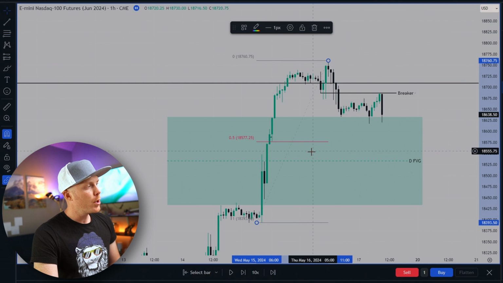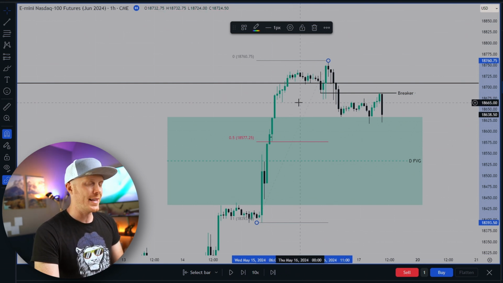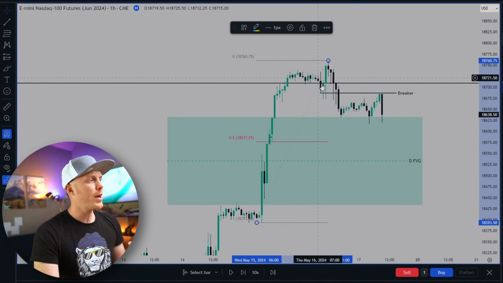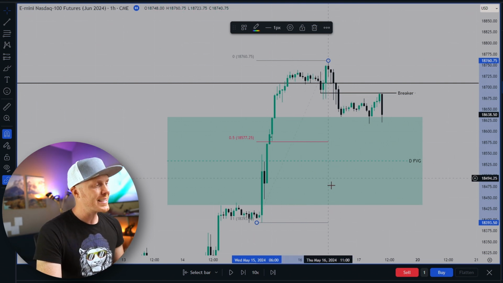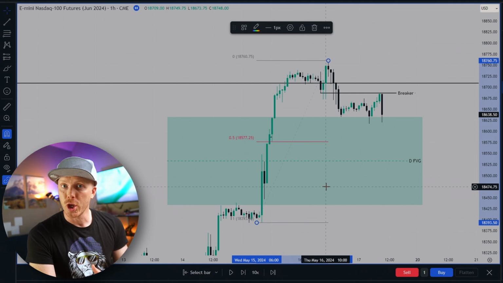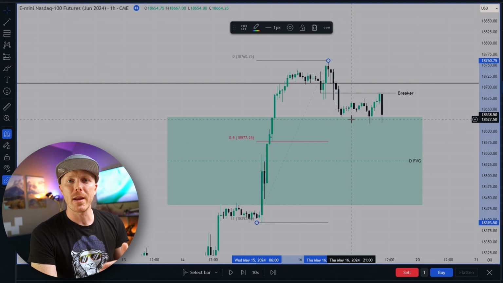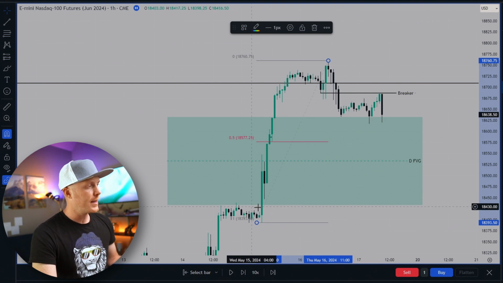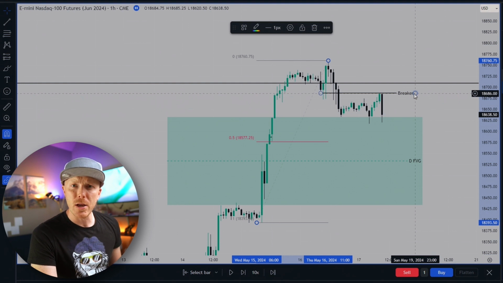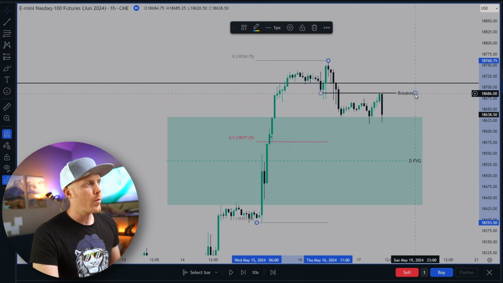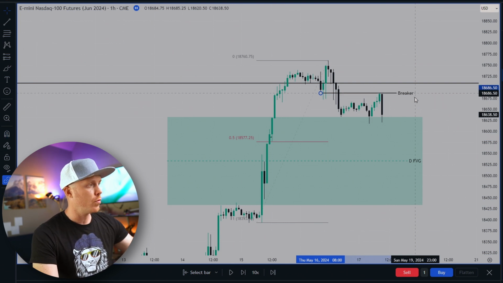Why? Because below 50% is discount. Above 50% is premium. Anytime you're in a premium environment, you want to look to go short. Anytime you're in a discount scenario, you want to look at going long. Well, all of this price action is in the premium area of this leg. And what do we have in the premium area? We have another PD array, another bearish PD array that supports the idea that price wants to move lower.